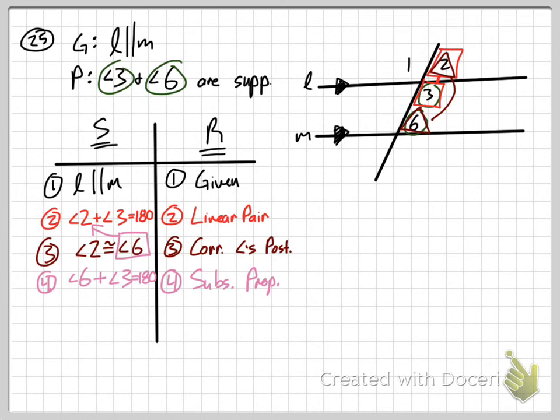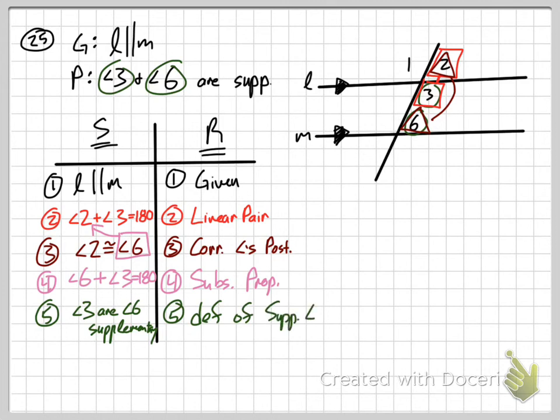And now we can write our proof step. Because 6 and 3, their sum is 180, we can say that those two angles are supplementary. And our reasoning is that's the definition of supplementary angles. And now we have our proof, just like they've asked. We have found the guilty verdict.